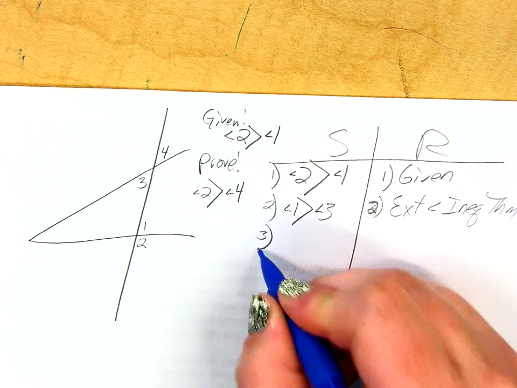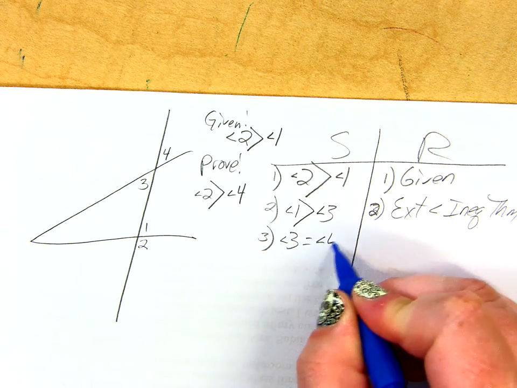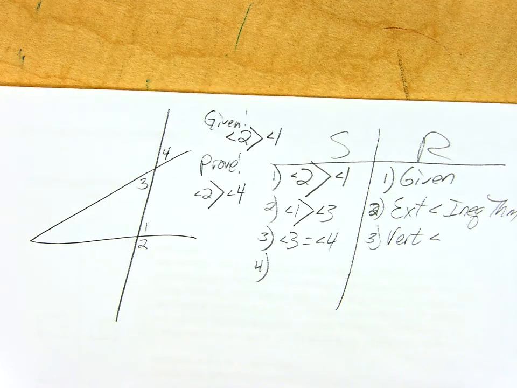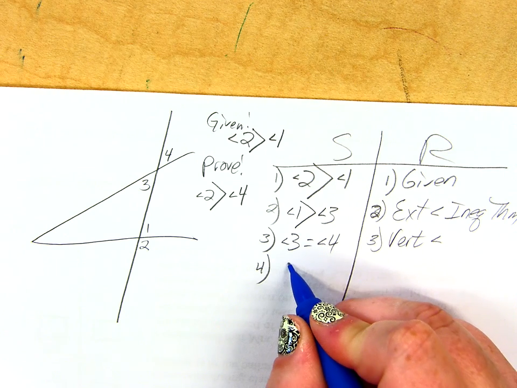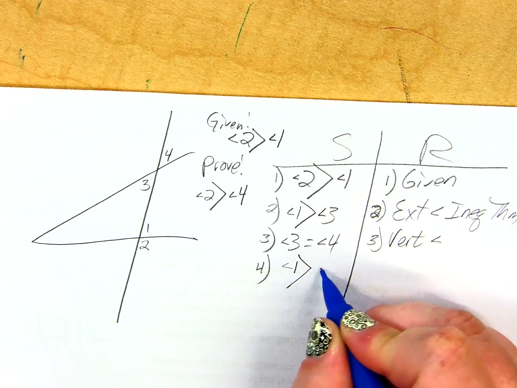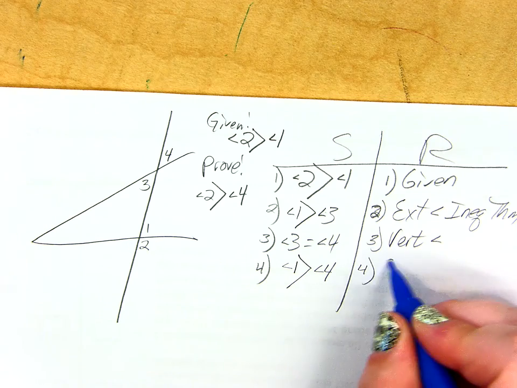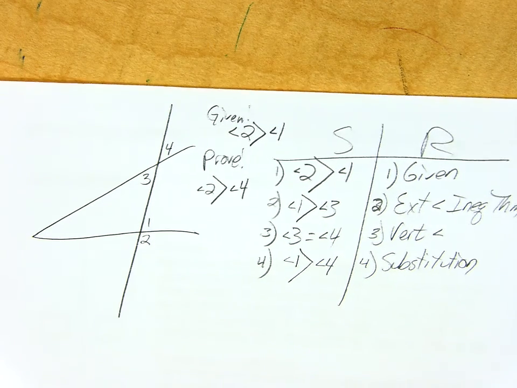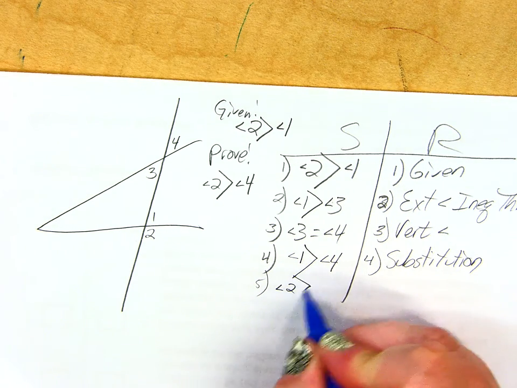Okay, now what? Dakota? You could say that 3 is equal to 4. Yes. Okay, now what do you want to do? So angle 1 is greater than 4. Substitution. Yes, angle 1 must be greater than angle 4. We're just taking our line 2 and swapping out 3 for 4. Substitution. And now we are ready to say angle 2 is greater than angle 4.